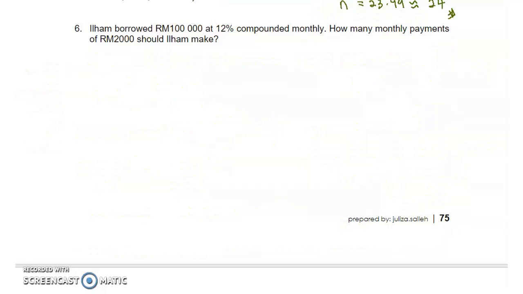Okay, now let's look at number 6. Ilham borrowed 100,000 at 12% compounded monthly. How many monthly payments of 2,000 ringgit should Ilham make? Again, how many monthly payments means that we want to find value n. So R is 2,000 ringgit monthly payment. So that means 2,000 ringgit is the periodic payment, which is on monthly basis. So if we pay on monthly basis, the interest also must be compounded monthly.